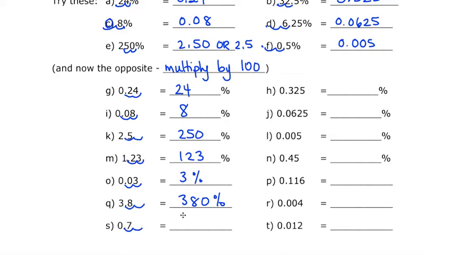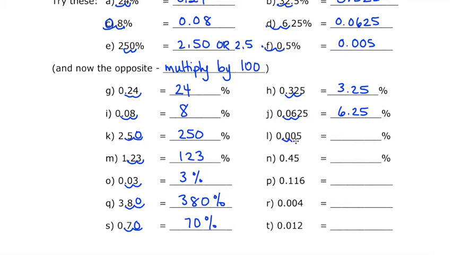0.7, move it 2 spots, becomes 70%. So don't forget to add those little zeros in those blank spaces if you need to. You can even add it up in here as well. 0.325, move that 2 spots to the right, becomes 3.25%. 0.0625 becomes 6.25%. Again, we don't have to put the zeros in front of the number, unless there is no digit in front of the decimal place.